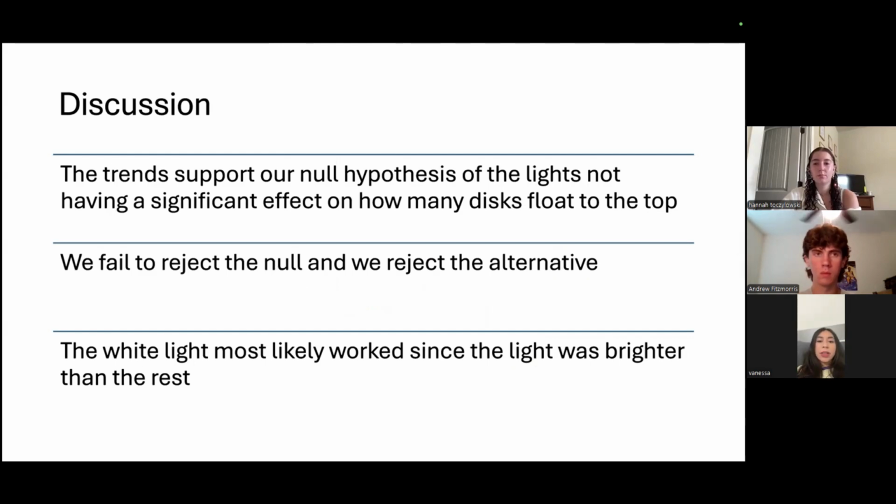For discussion, the trend supported our null hypothesis of the lights not having a significant effect on how many discs float to the top. We failed to reject the null, and we rejected the alternative hypothesis. The white light most likely worked since the light was brighter than the rest of the other lights.